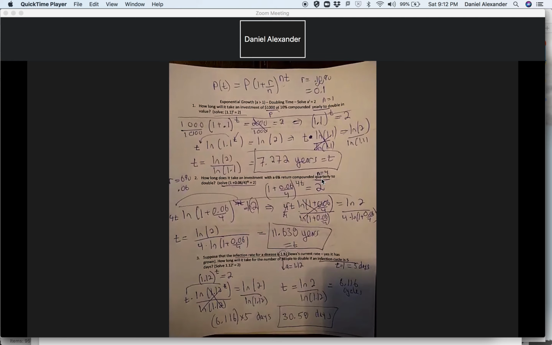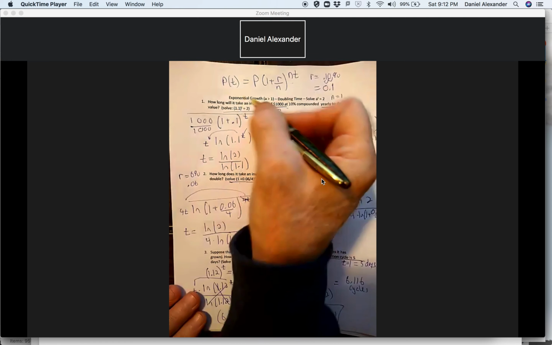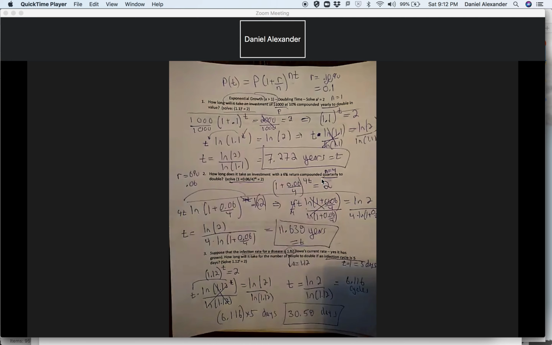Okay, so those are my, let me move that over again. So these are the practice problems for exponential growth, and then I'm going to do another video for exponential decay.